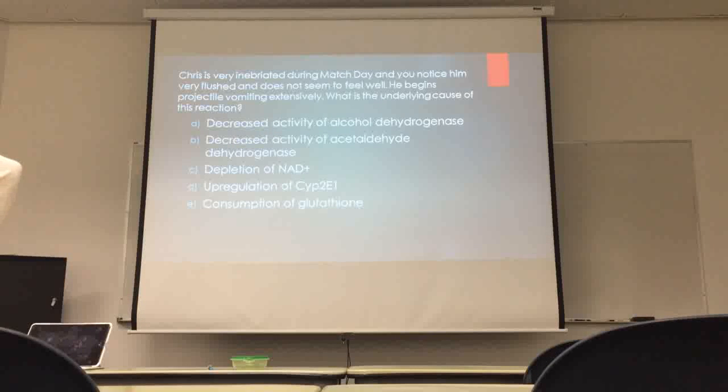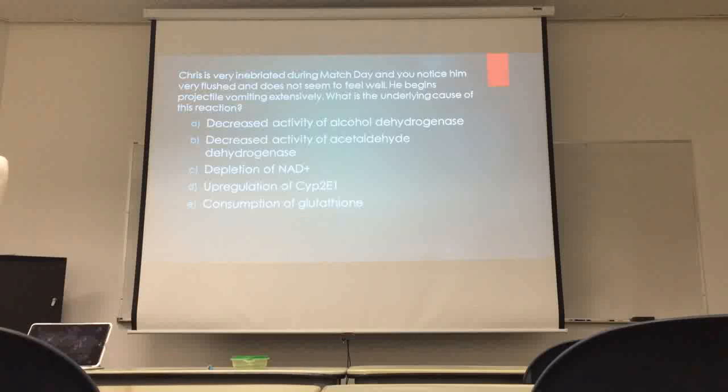Okay, so A, you marked off because it's not really alcohol dehydrogenase, right? The alcohol dehydrogenase makes alcohol into acetaldehyde. The acetaldehyde dehydrogenase turns acetaldehyde into acetic acid. And acetaldehyde is what makes you feel unwell.